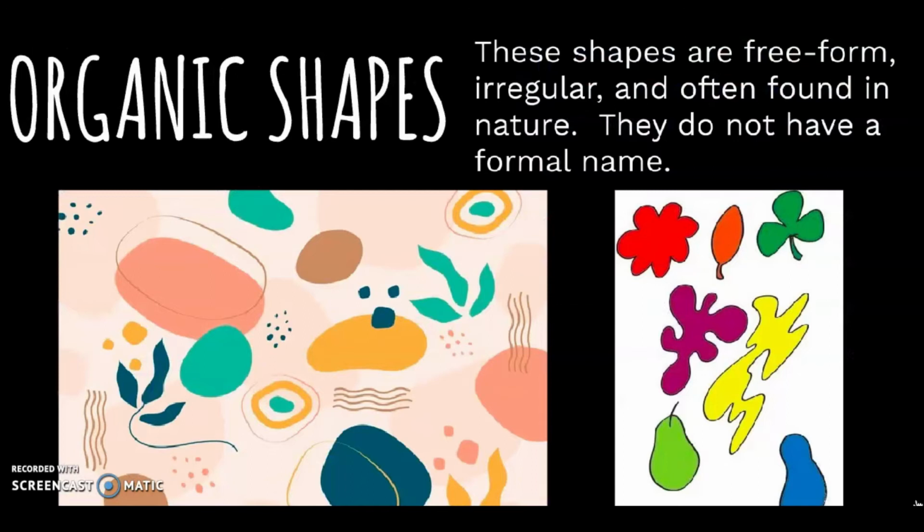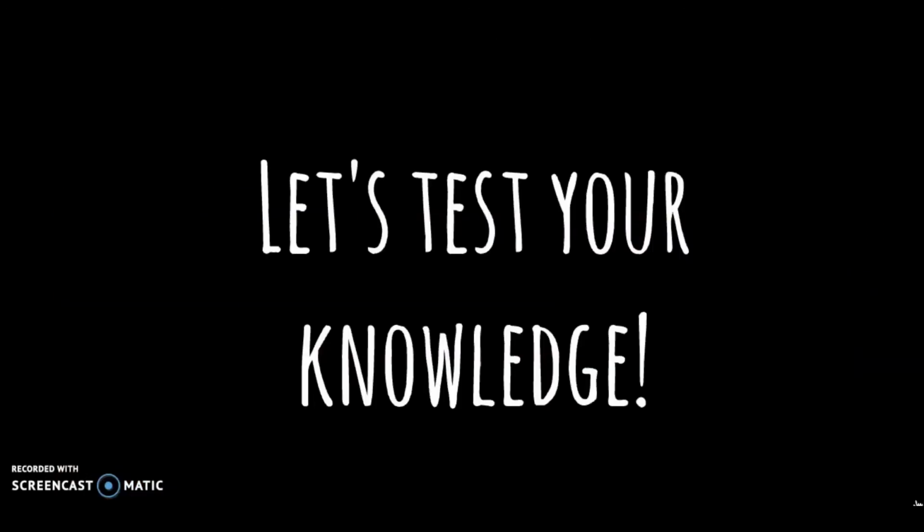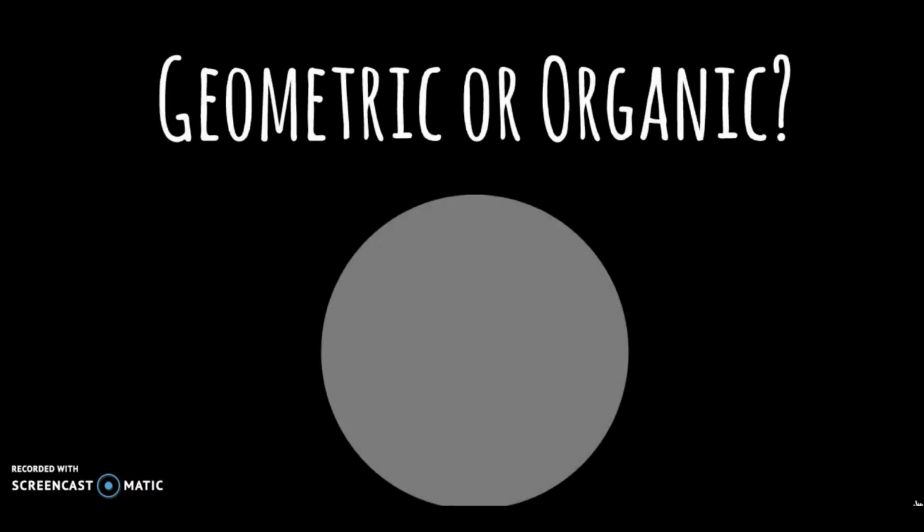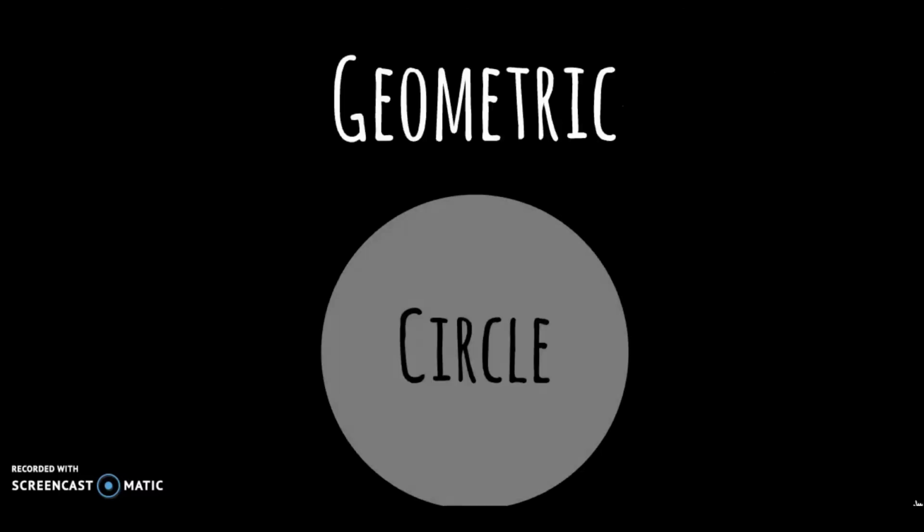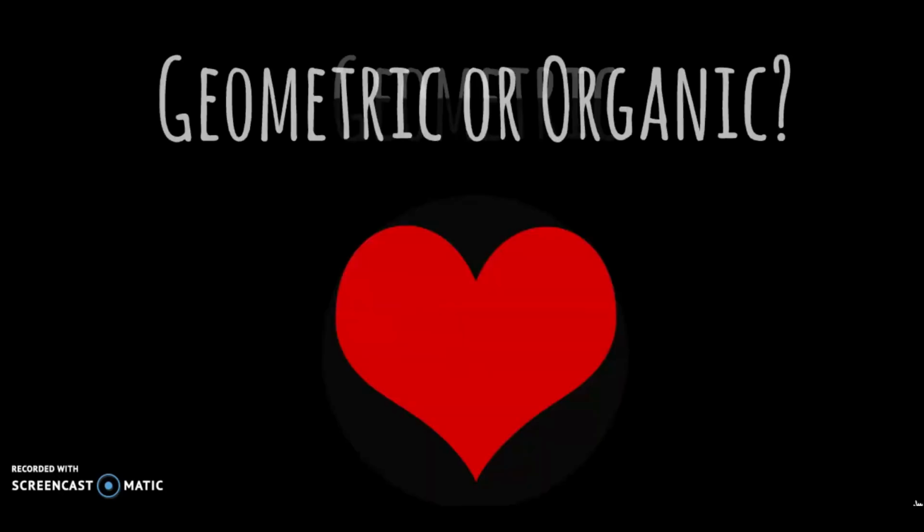Organic shapes are free-form, irregular, and often found in nature. They do not have a formal name. So let's just quickly test your knowledge and see what you remember. Is this shape geometric or organic? If you said geometric, you're correct. It is a circle, so it has a mathematical name.